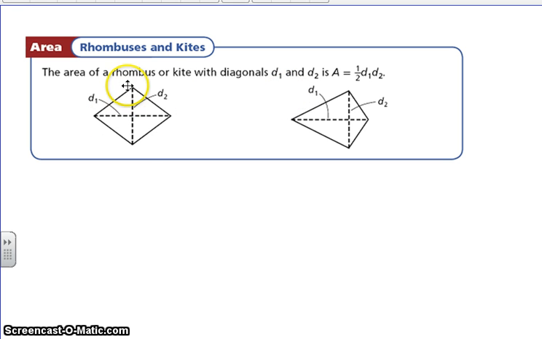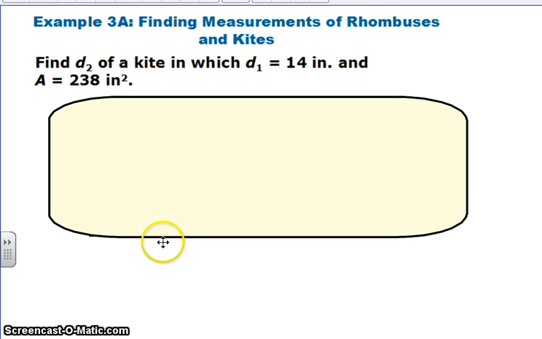Same is true with this. If I multiply diagonal 1 all the way across times diagonal 2, I'm going to have twice as large a rhombus, so I need to take half. Reminds me of our triangle formula.